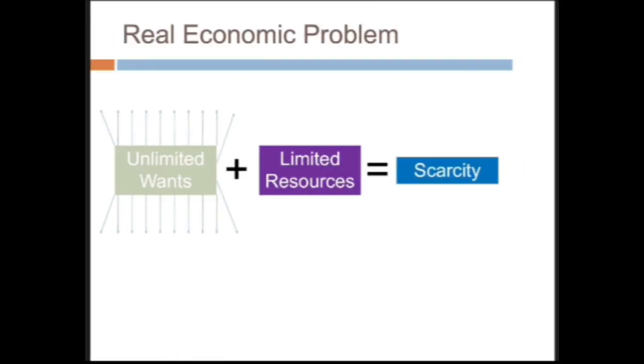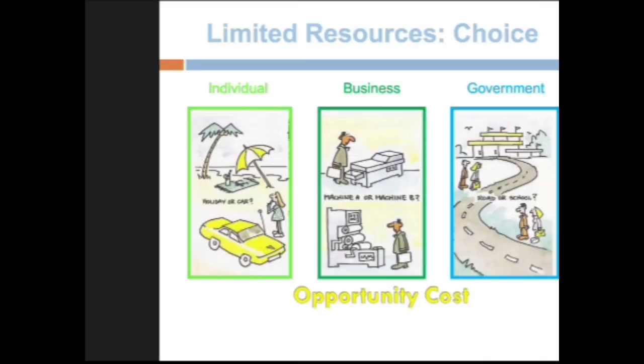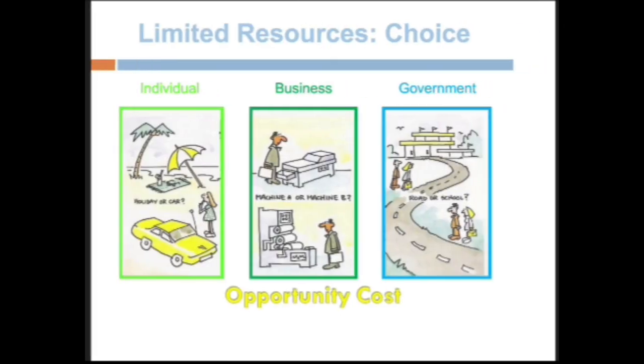The real economic problem is that our desires are unlimited, our needs are too much. That's a big problem, and the resources are limited. That is called scarcity. Simply, unlimited wants cannot be satisfied with limited resources. It's called scarcity. Limited resources mean individuals and businesses must make choices. An individual, for example, can have a car or go to the beach, so it's up to their choice. And a business can have a machine or a better machine, that's a choice.